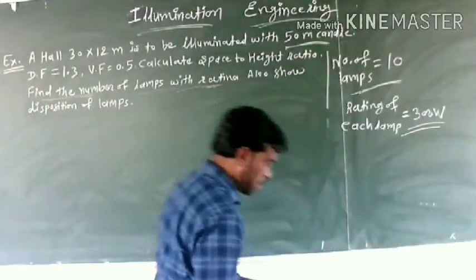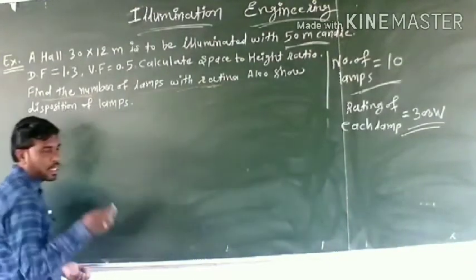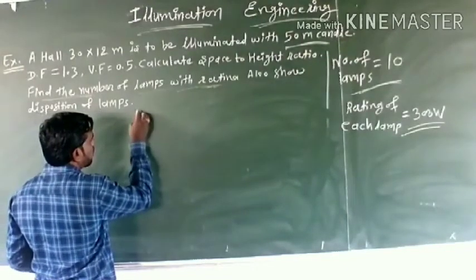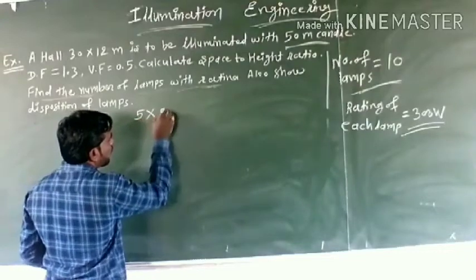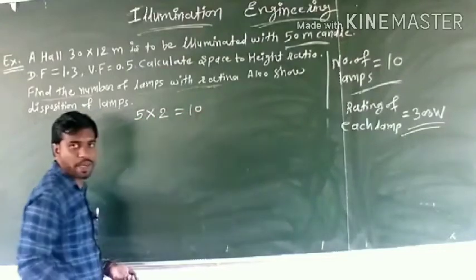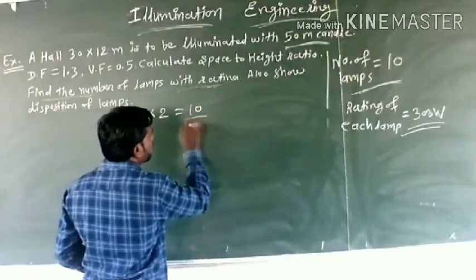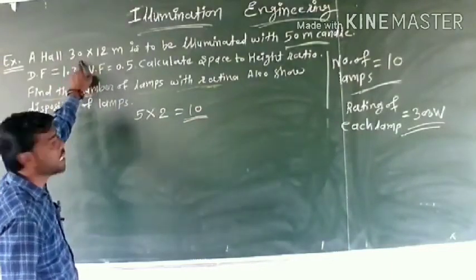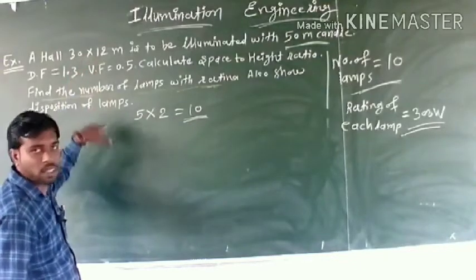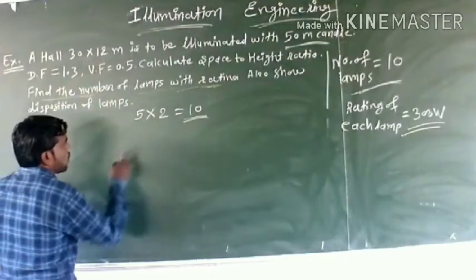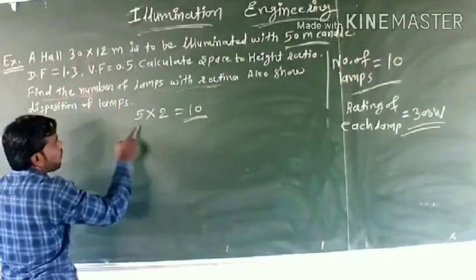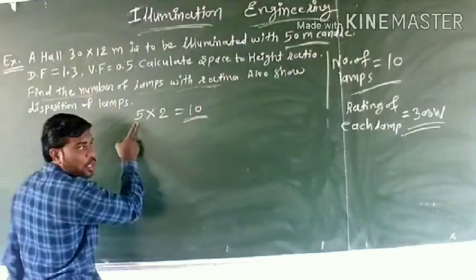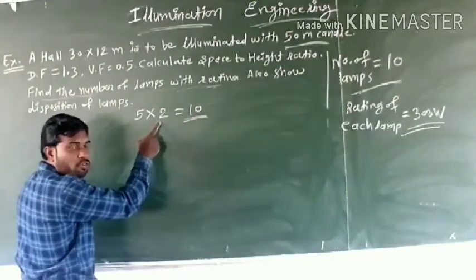Here we get the number of lamps as 10, and we can distribute this as 5 into 2. So this is your number of lamps. The area is given as 30 into 12, that means the length is 30 meters and the width is 12 meters. From this area, we can distribute these 10 lamps: 5 lamps in length and 2 lamps in width.